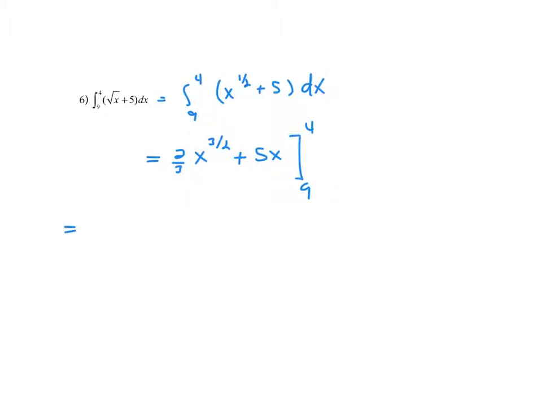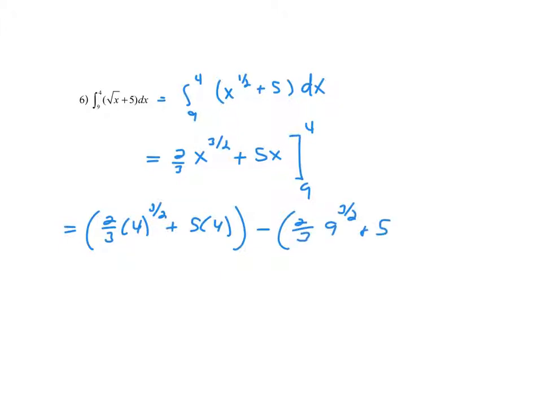So we want to plug in the 4 first, so we're going to do 2/3 times 4 to the 3/2 plus 5 times 4. From that we want to subtract 2/3 times 9 to the 3/2 plus 5 times 9.